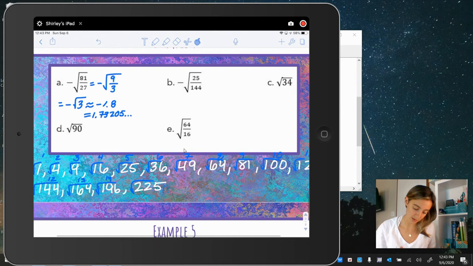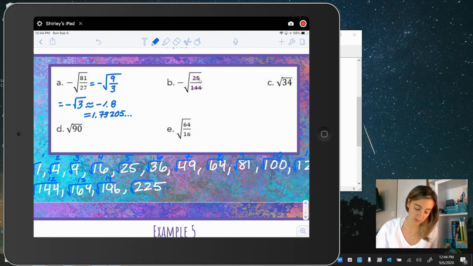Question B looks a lot easier because I notice that I have a 25 and I notice I have a 144, which they both fall inside my list of perfect squares. So for B, first thing I did was reduce my fraction because it made it a little bit easier. I don't know what 25 over 144 is going to reduce by, but I automatically notice that my fraction has two perfect squares in it. So I can take their square roots separately.